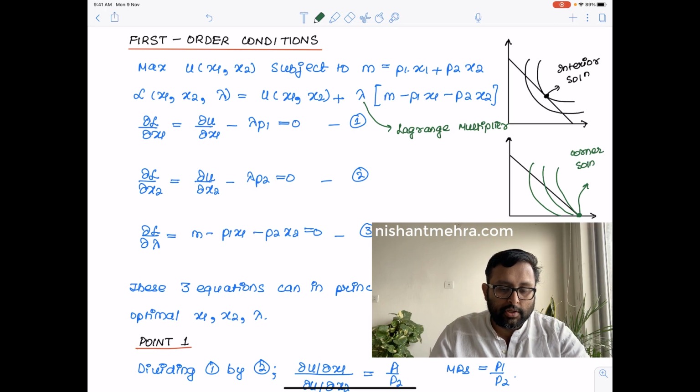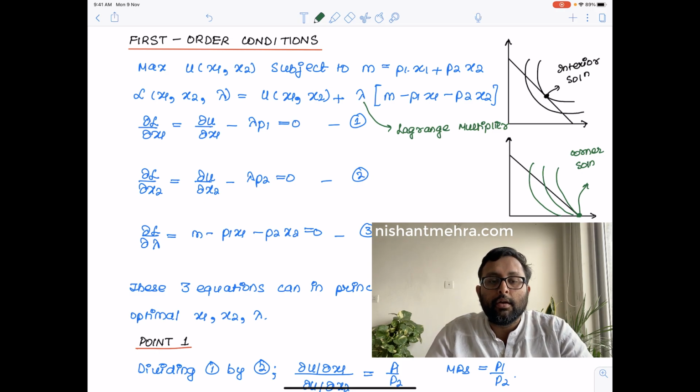Okay, so there are three endogenous variables here. One is x1, other is x2, and other is lambda. So del L by del x1, del L by del x2, del L by del lambda, and you have done it here. That is del u by del x1 minus lambda p1, del u by del x2 minus lambda p2, and del L by del lambda is m minus p1x1 minus p2x2. So these are three equations and three unknowns. You can just solve all of them for x1, x2 and lambda.